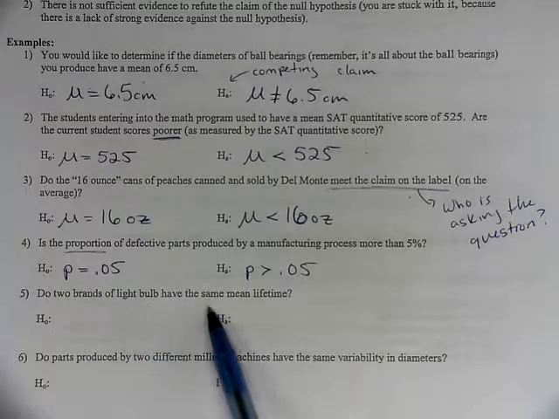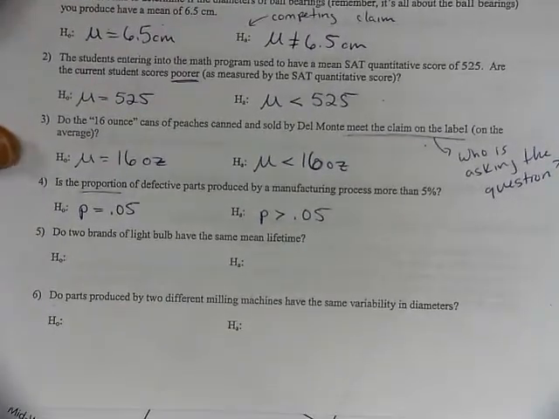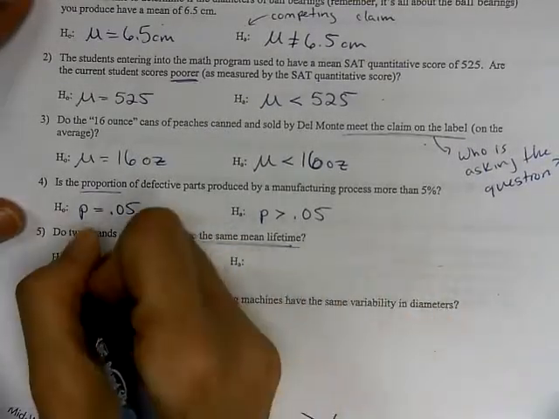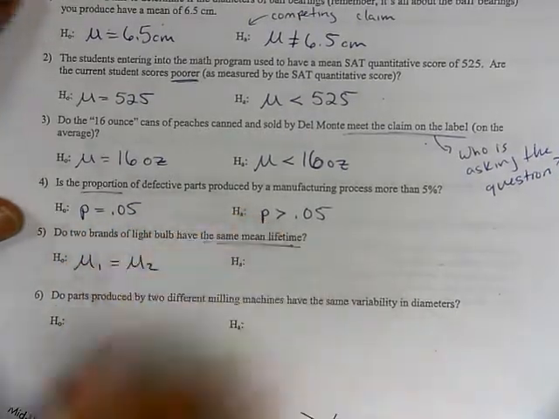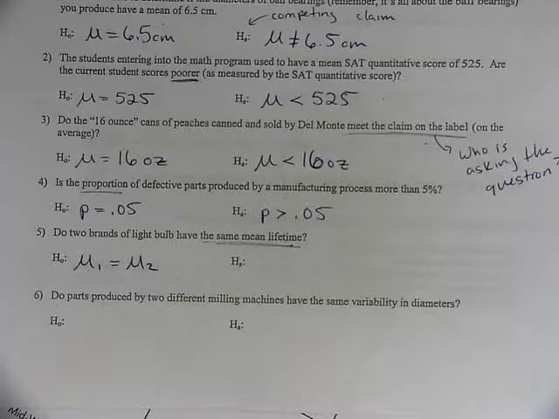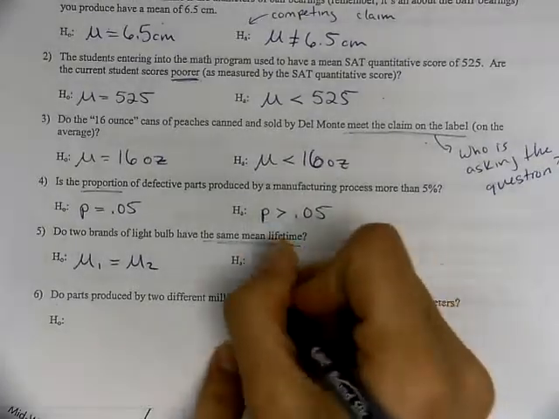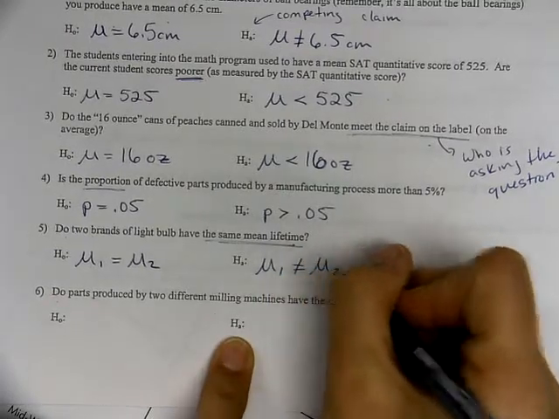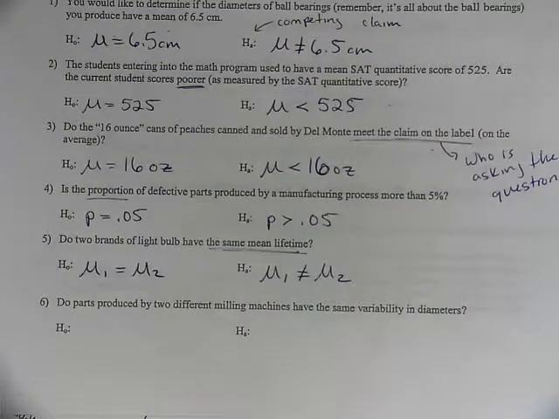Do 2 brands of light bulbs have the same mean lifetime? So Chapter 11 is all about comparing 2 things. So it'd be like comparing first hour, second hour, men, women. So usually what we do is we do a mu1 and a mu2, or like mu-m, mu-f, men and women. So here, do they have the same lifetime? So you would say mu1 equals mu2, you're assuming they're equal. If you don't care about which one's greater, then you just put not equal. So you're trying to show that they are not the same, that one brand is either greater than or less than the other.